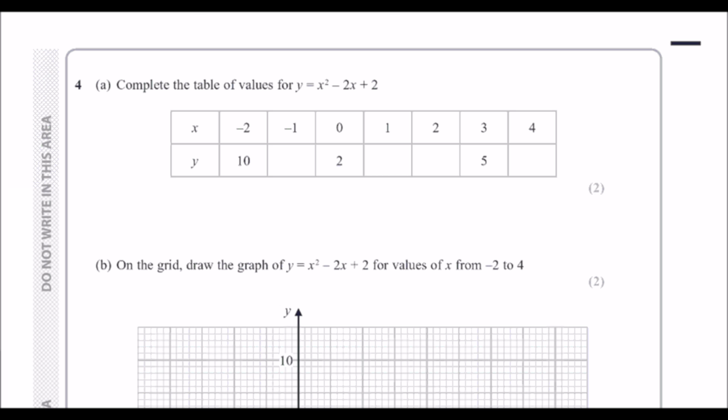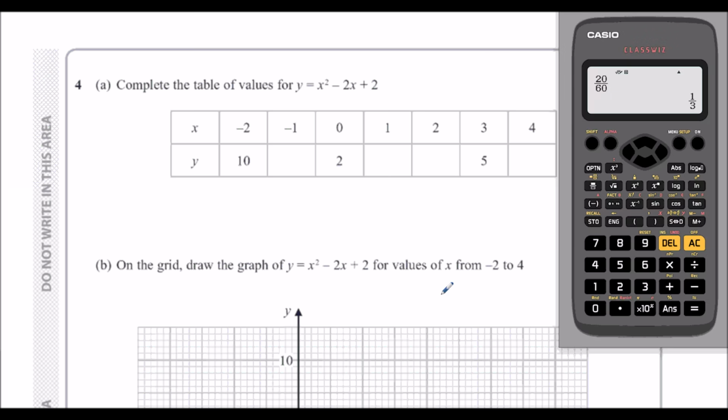Question 4. Complete the table of values for y equals x squared minus 2x plus 2. So we've got the table of values. We need to fill it in. We need to finish it. So we're going to use the calculator.